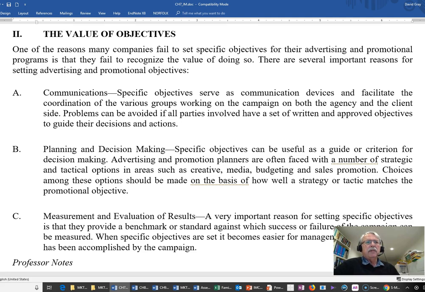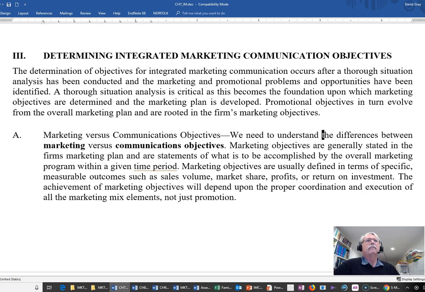There's also the measurement and evaluation of results. If you don't have clear objectives in IMC, it's going to be very hard to measure the results and then evaluate the outcome. When you talk about integrated marketing communications objectives, the first thing we need to look at are the differences between marketing and communications objectives.